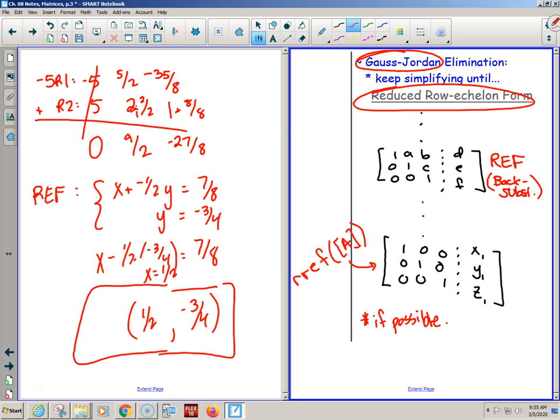Okay, but coming back. So, reduced row echelon form. We have to be careful to legally go through each and every step. And what I've written at the very end of this is, if possible. Why if possible? Because sometimes it's impossible.